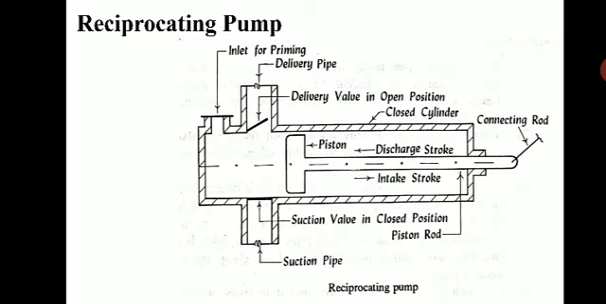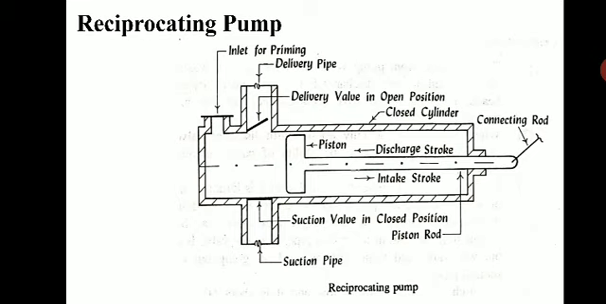Then the next type is displacement pumps. There are two types: reciprocating and rotary. In this type of pump, a vacuum is created in the chamber by some mechanical means, and then the water is drawn into the chamber. The volume of water drawn by this method into the chamber is then shifted or displaced mechanically out of that chamber.